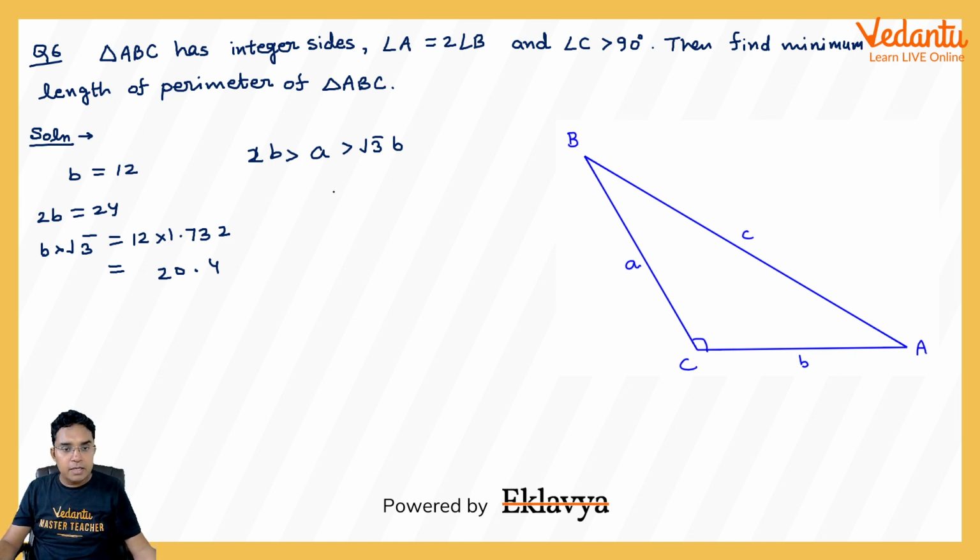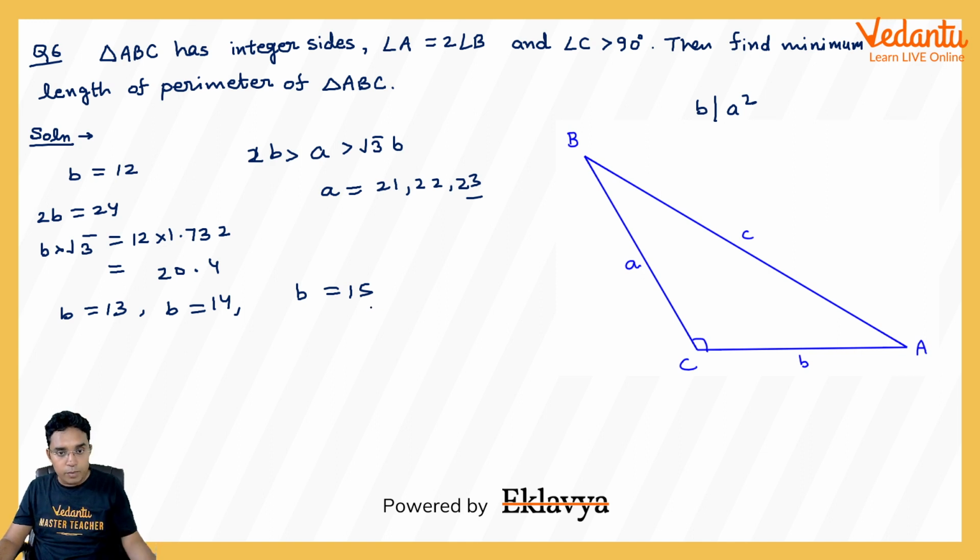So in this case, my possible values of a can be 21, 22, 23. But once again, I want that b should divide a square. That is not happening here also with these values. Then b equal to 13 should be ruled out because it's a prime number. B equal to 14 should be ruled out because it's 2 into 7. B equal to 15 is also ruled out because it's 3 into 5, a product of two prime numbers.